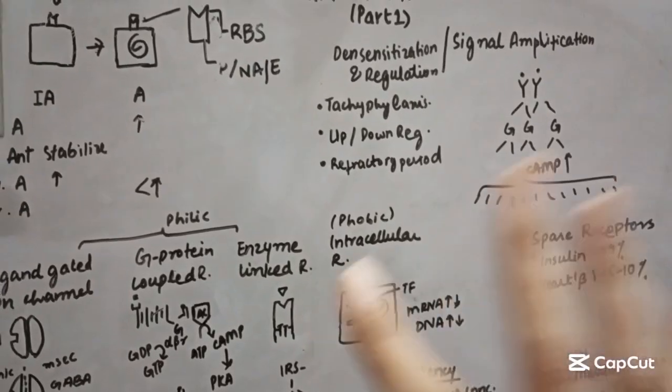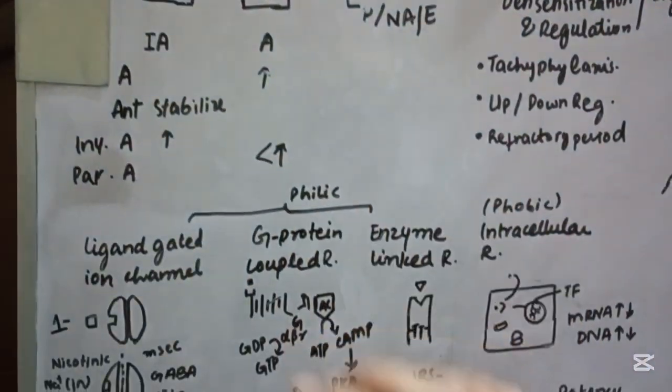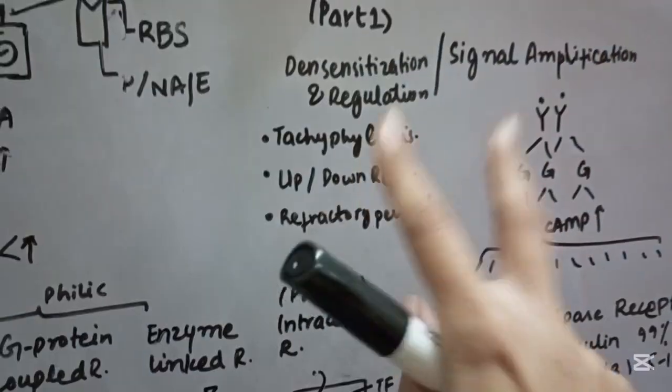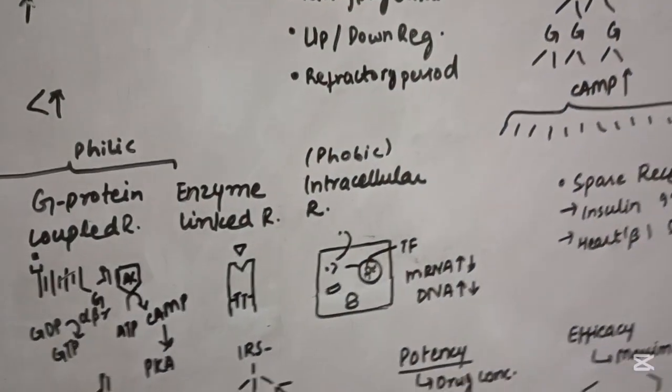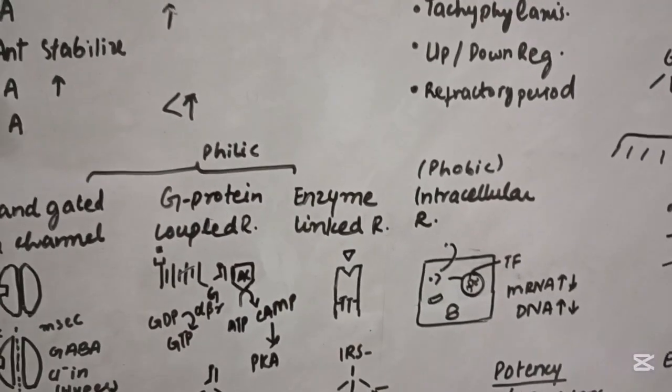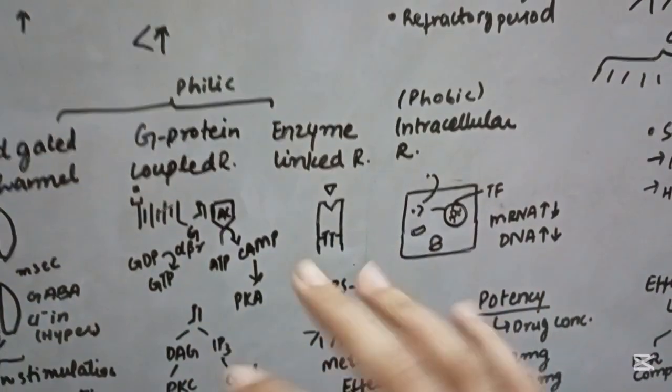In part 1 video on pharmacodynamics, we will discuss the receptor, its types, then we will discuss the two important properties, and then we will discuss the potency and efficacy. In the next video, we will discuss the agonist, antagonist, and many more. So first, let's start this video.